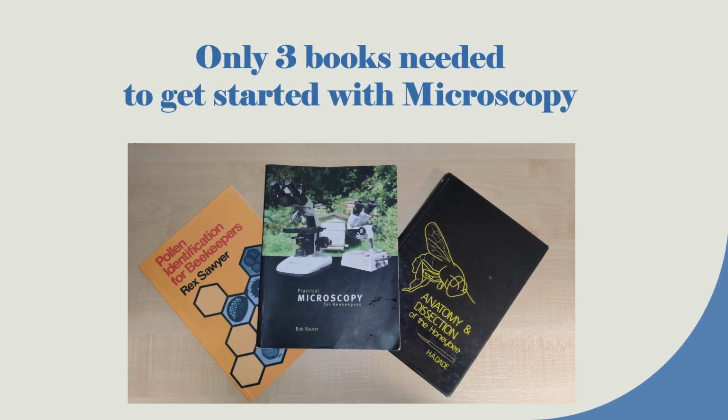There's only 3 books you need to get started in microscopy. Rex Sawyer's Pollen Guide, Bob Moira's Practical Microscopy for Beekeepers, and Dade, because Dade has very, very good pictures and very, very good plates of what you're meant to be looking at, and so you can understand what you're looking at. You mentioned an app for identifying the flowers and the pollen. Could you just let me know what it is, please? The one I use is PlantNet. You just take a photograph and it identifies it there.